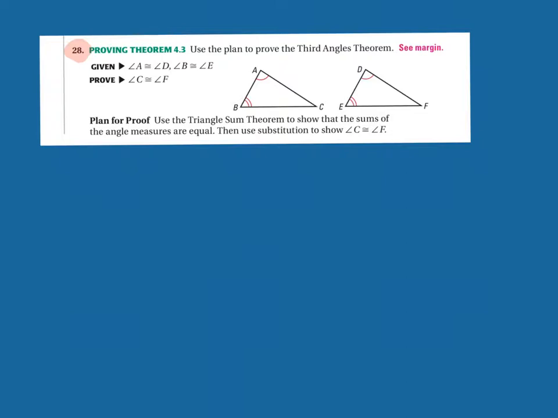So if they give you that A is congruent to D, B is congruent to E, those are given, and they're already marked. How can I prove that the third are also equal without using the third angles theorem? So now you could go straight to the next step and it would be third angles theorem. But this one you're going to have to go through triangle sum, right?